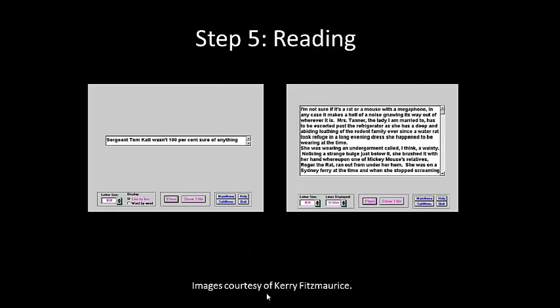So here's an example of the reading modules in ECView. On the left-hand side, we've just got one sentence available for the person to read, and on the right-hand side, we've got 1 or 2 paragraphs. So that's another method of increasing complexity for the purposes of reading.